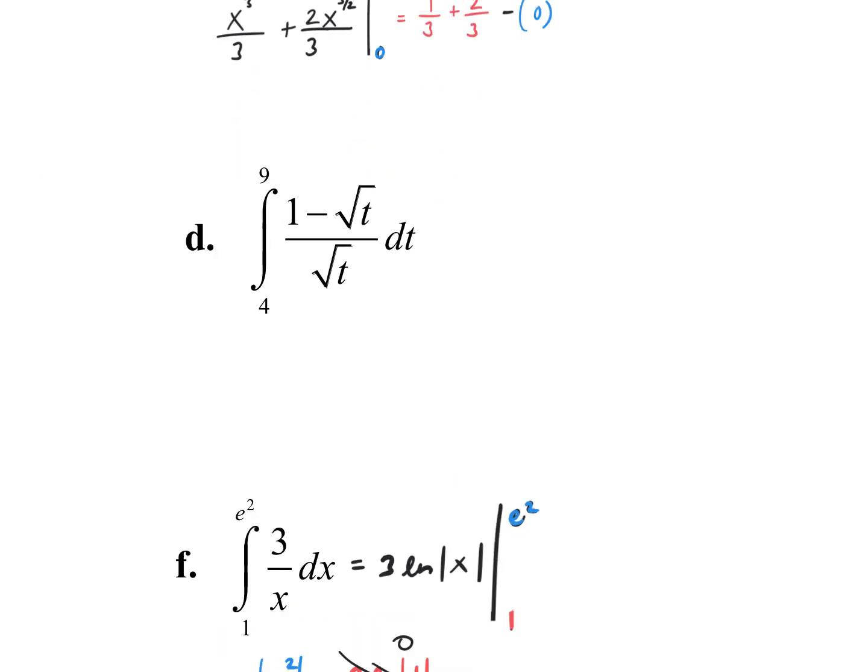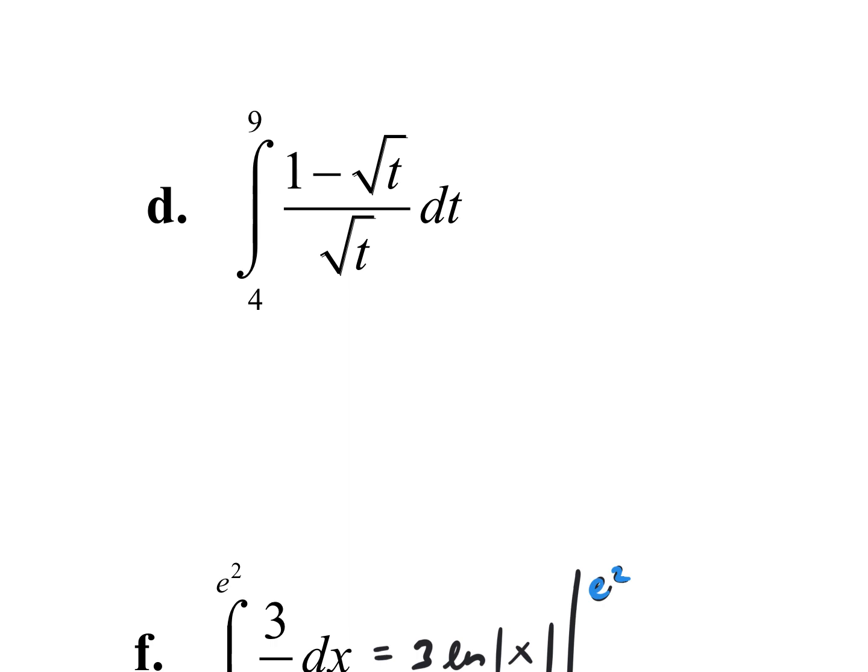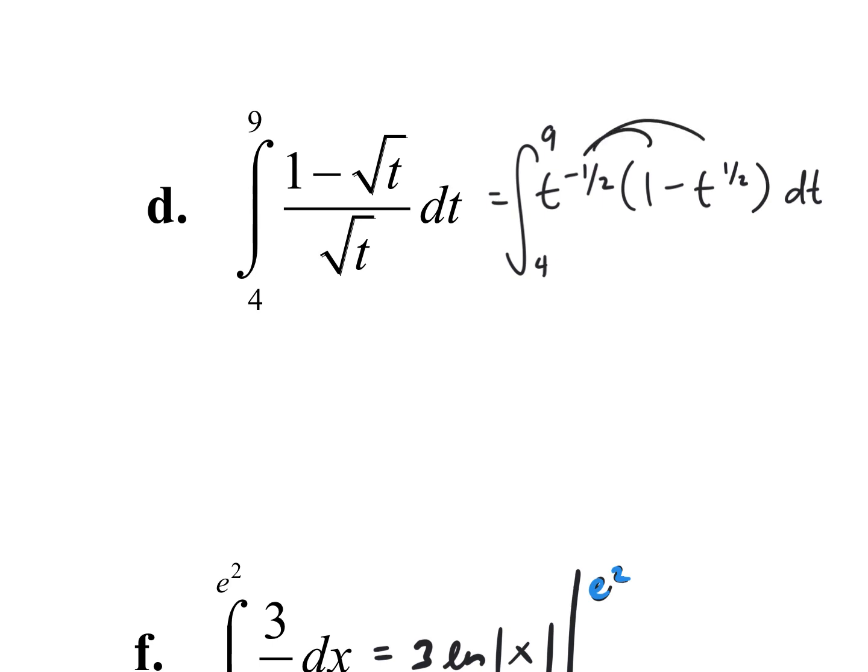All right, last example, letter D. I've got 1 minus the square root of t over the square root of t. I'm going to rewrite this as t to the negative 1/2 times 1 minus t to the 1/2. Are we okay with how I did that? So the square root of t in the denominator would be t to the negative 1/2. And then I just rewrote the square root again as t to the 1/2. Because now I can go ahead and distribute this so that I can actually evaluate it.